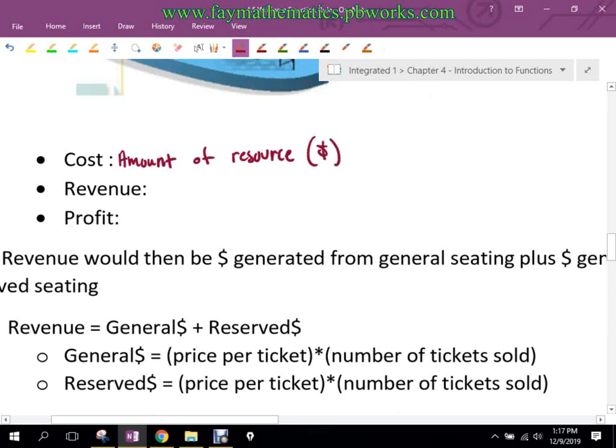I put in parentheses here money. That's usually the resource that we talk about: the amount of money out of pocket. Now I use the word resource because cost could be in terms of time, right?